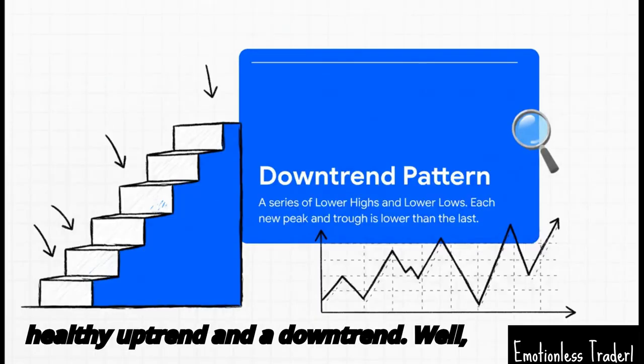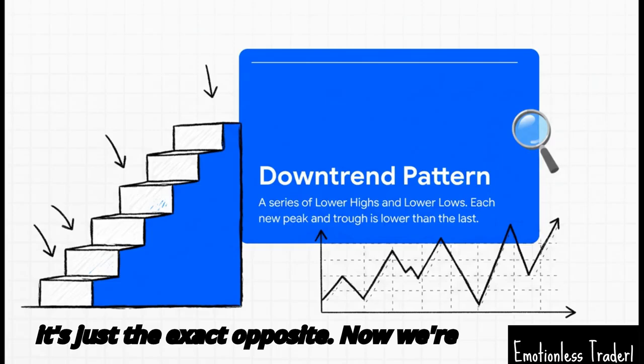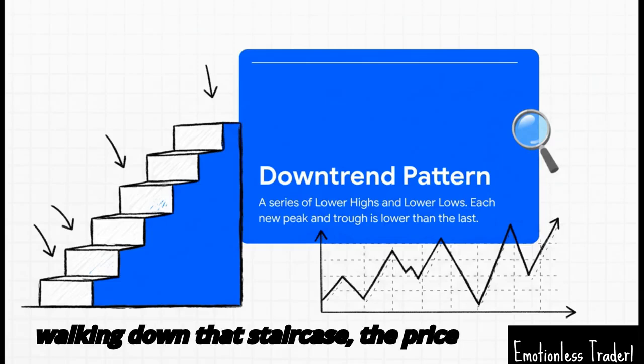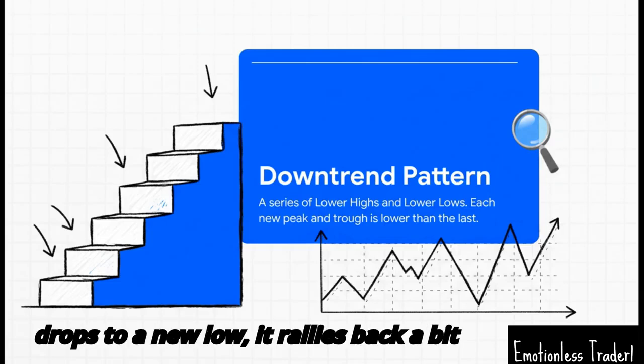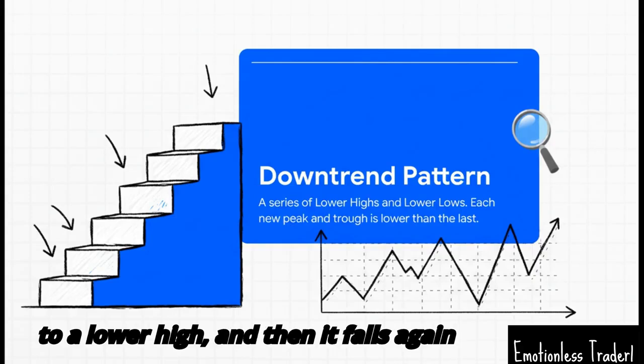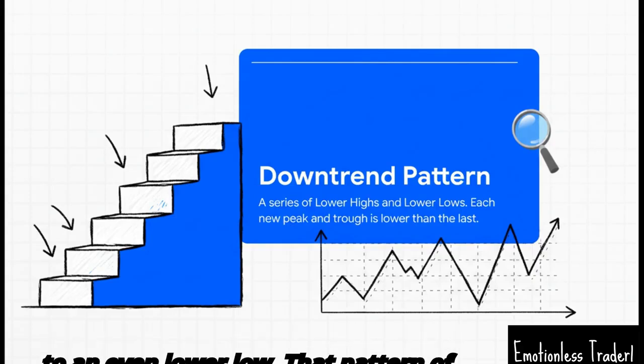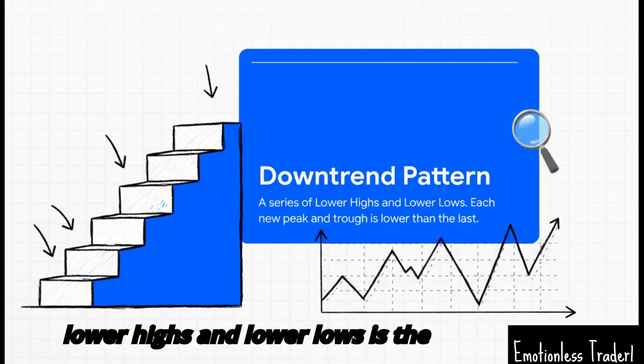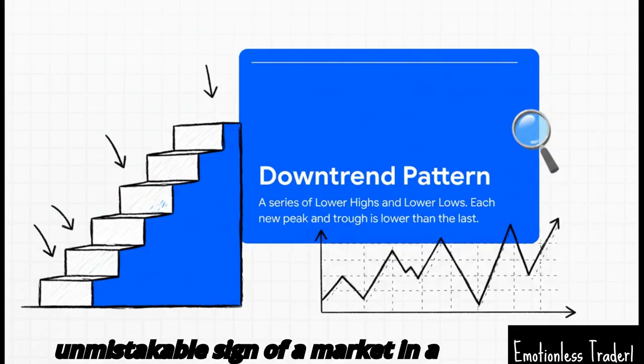And a downtrend? Well, it's just the exact opposite. Now we're walking down that staircase. The price drops to a new low, it rallies back a bit to a lower high, and then it falls again to an even lower low. That pattern of lower highs and lower lows is the unmistakable sign of a market in a downtrend.